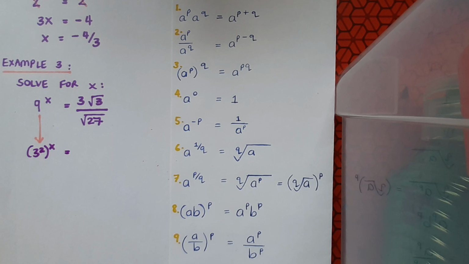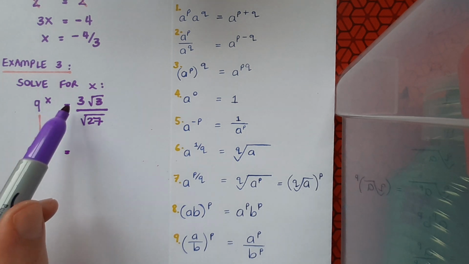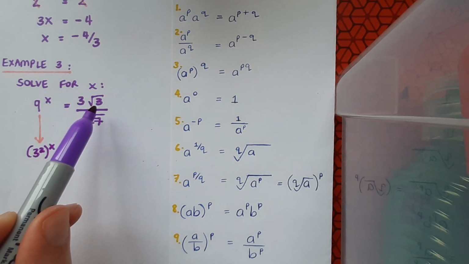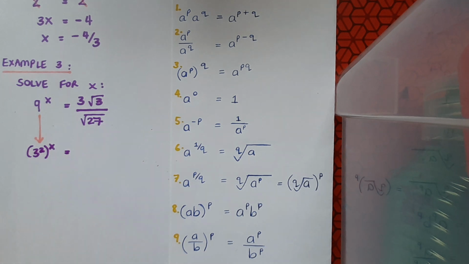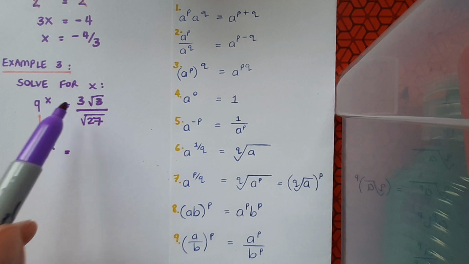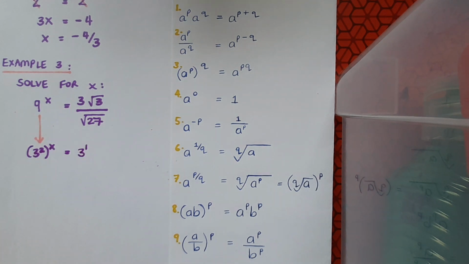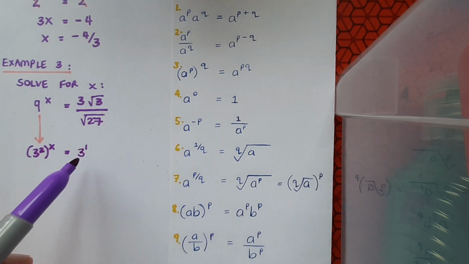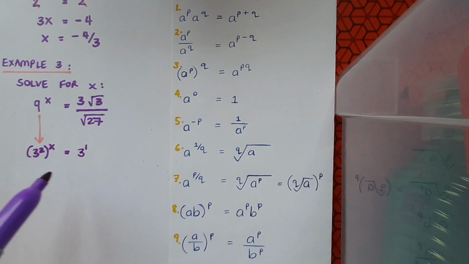Now on the right-hand side, I've got 3 terms. I've got the 3, I've got the root 3, and I have to take that root into account, and I've got a root 27 on the bottom. I'm going to start off by just looking at the top of this particular term. So 3, I'm going to write as 3 to the power of 1. At this stage, everything that is a base needs to have a power so that I can use the rules of indices to proceed through the question.